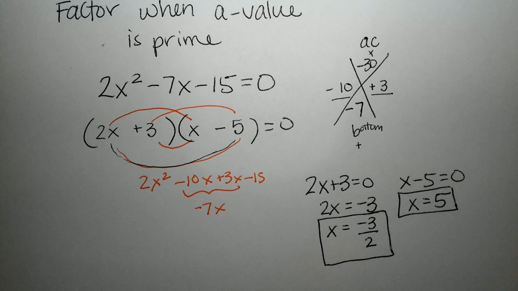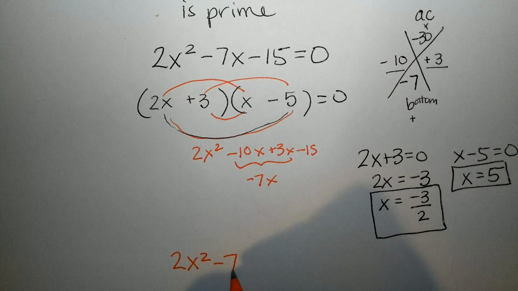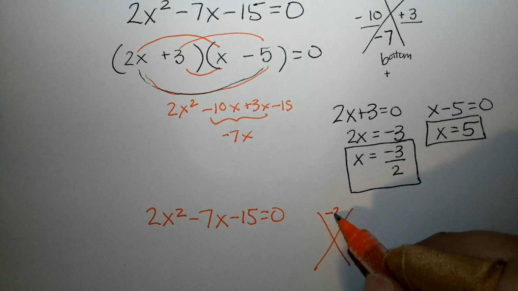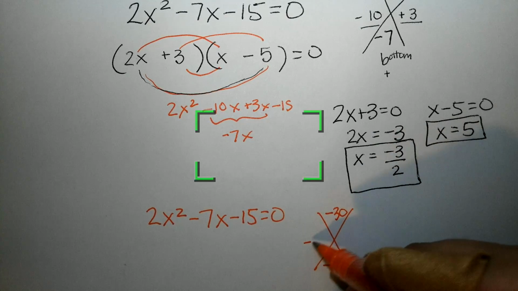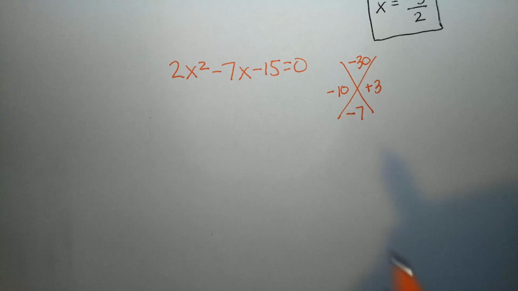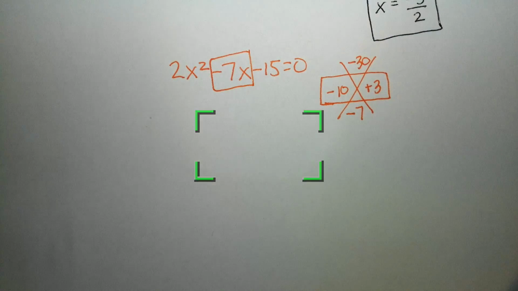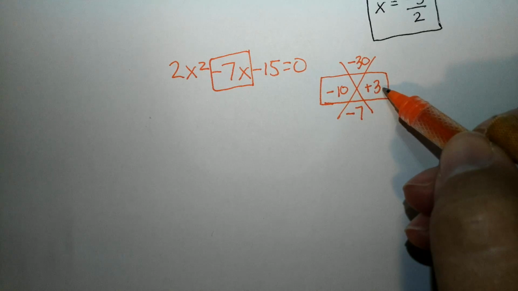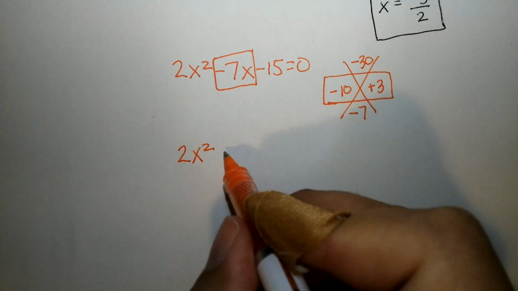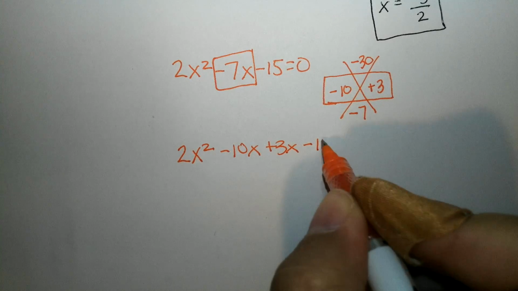Now, let's say we don't want to do our guess and check method. So if I have this problem, and we're going to write down the same exact equation, we're going to do our x again. I'm just going to copy the x from the top. We can factor by grouping from here. What that means is we're going to take these numbers and actually utilize them to replace negative 7x, because negative 10x and a positive 3x gives us negative 7x. So I'm going to rewrite the equation: 2x squared minus 10x plus 3x minus 15 equals 0.